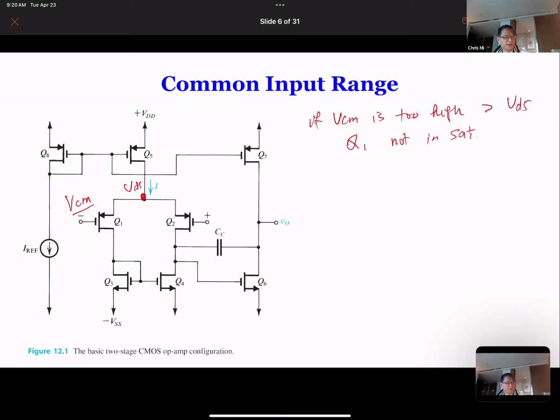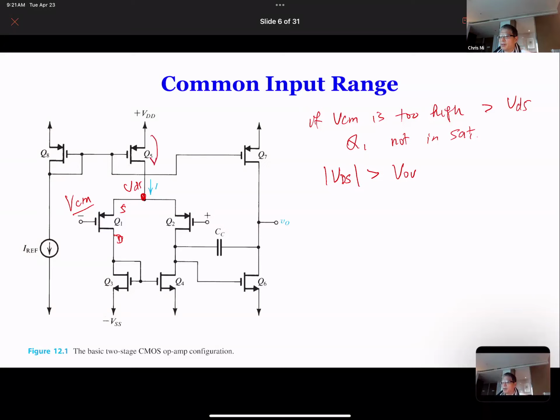Well, how low? What we can say is, from here, this is D, this is S. Typically, for PMOS, we can use the absolute value instead of the actual value. So VDS has to be larger than VOV, which is, let's make sure that we got the right convention.